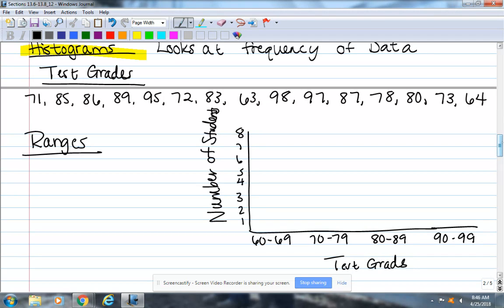I kind of do something like this when I look at y'all's test grades, but I do it based on A's, B's, C's, D's, and F's. How many of my kids made an A? How many made a B? How many made a C? Does that make sense?